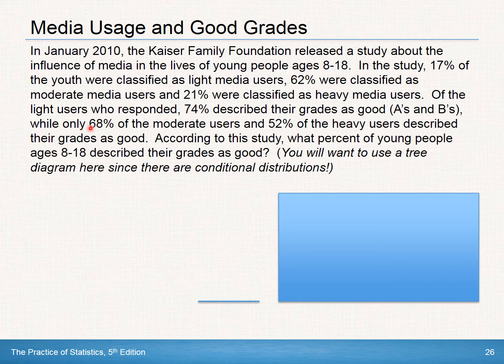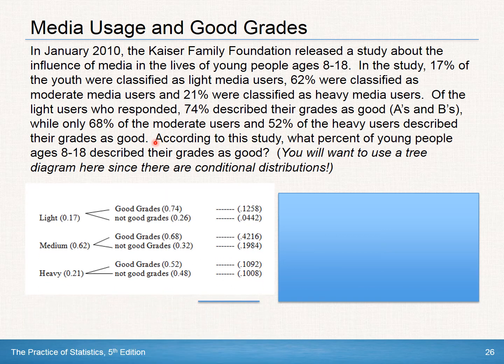Now take a look at the second one. 68% of the moderate users, that was given to you. So that indicates conditional probability. And 52% of the heavy users described their grades as good. That was given to you. According to the study, what percent of young people ages 8 to 18 described their grades as good? Anytime you see two things going on, draw a tree diagram since we're talking about conditional distributions or conditional probabilities. Now, the tricky part is deciding from the question, what is your given statement? Before you even try to answer this question, draw the tree diagram. Okay, so let's see what that looks like.